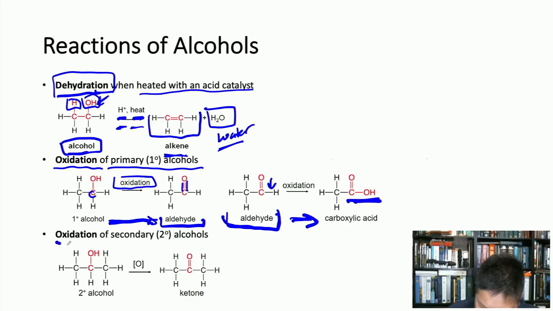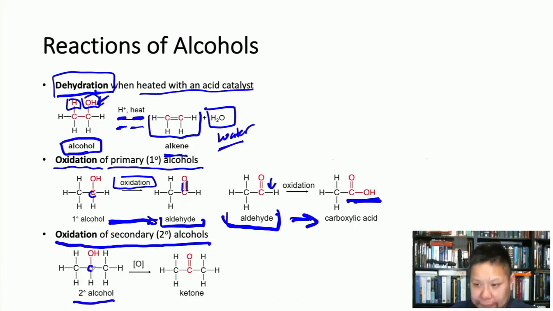you can also oxidize a secondary alcohol. Here you have your secondary alcohol, right? There it is, that center carbon right there, with two methyl groups around it. This O in brackets here means oxidizing, some kind of oxidizing agent, oxidizer. And when you treat a secondary alcohol with an oxidizer, you get a ketone, right? You get a ketone.